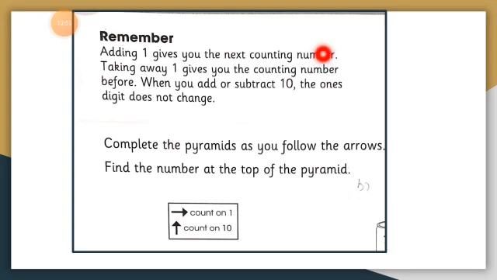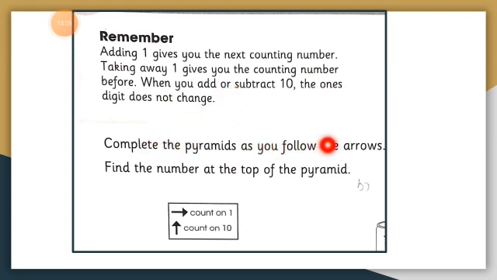Here they have given you a point: remember, adding 1 gives you the next counting number. Taking away 1 gives you the counting number before. When you add or subtract 10, the ones digit does not change. I have told you before. When you subtract or add 10, the ones digit will not change. Only the tens digit will change.